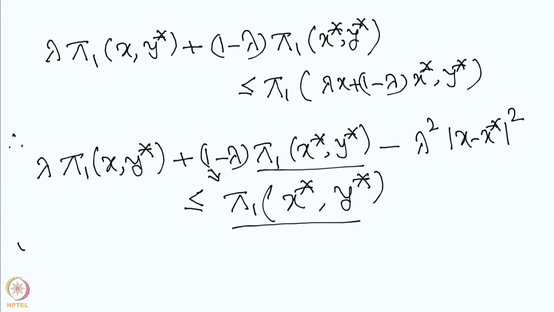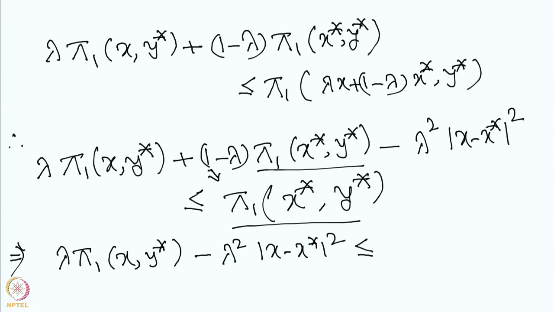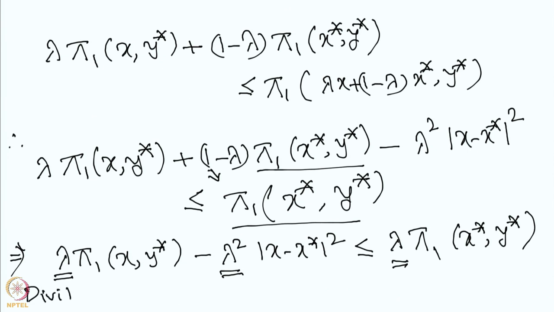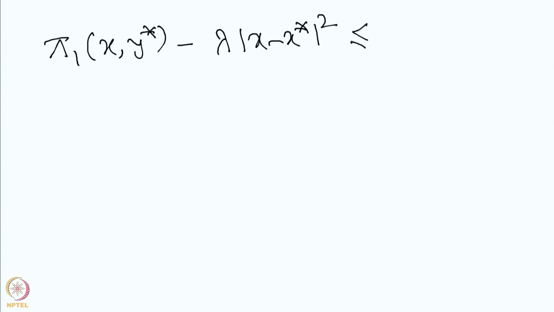So, if we remove that particular thing, what we have is lambda pi 1 (x, y star) minus lambda square mod x minus x star square, which is less than or equal to this minus lambda pi 1 (x star, y star) comes to the right hand side, that becomes pi 1 (x star, y star). Now, in all the terms there is a lambda factor. So, divide by lambda to get pi 1 (x, y star) minus lambda mod x minus x star square, this is less than or equal to pi 1 (x star, y star).